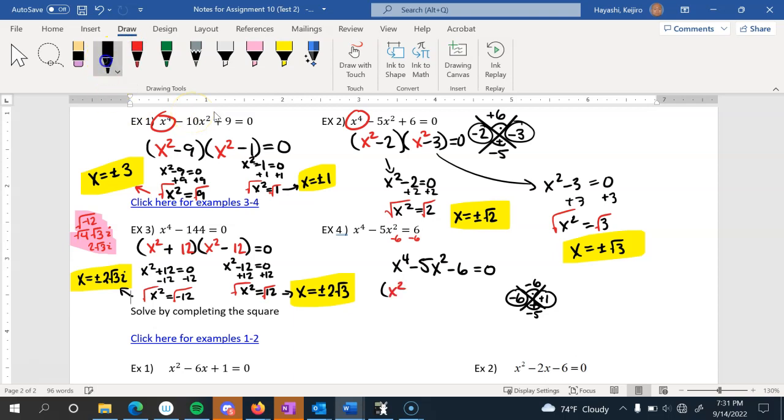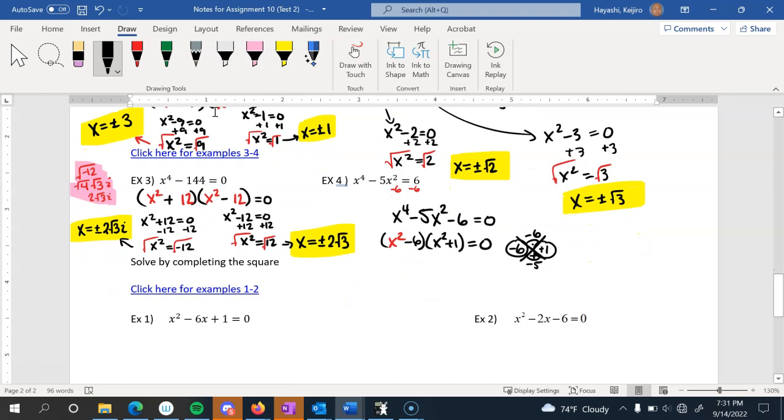And then you do the square root thingy. x should be plus or minus the square root of 6. Okay, that's one set of solutions.